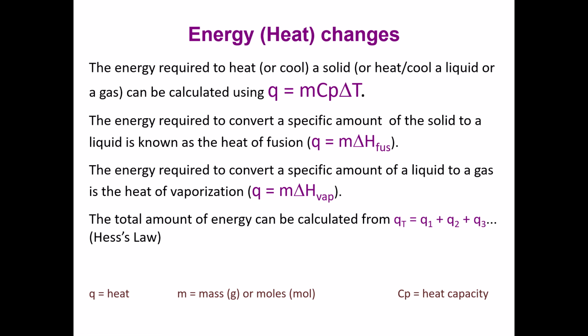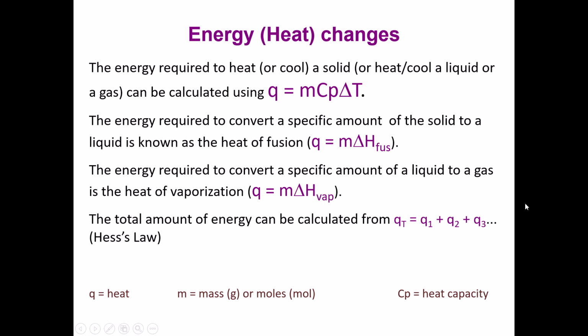Alright, the second type of equation we're going to use has to do with our phase change. If we're changing from solid to liquid or liquid to gas, we need a different equation. We need to incorporate the delta H values. So for fusion, we have Q is equal to m, or moles or grams, times delta H of fusion. If we're doing liquid to gas, Q is equal to m, moles or grams, times delta H of vaporization.